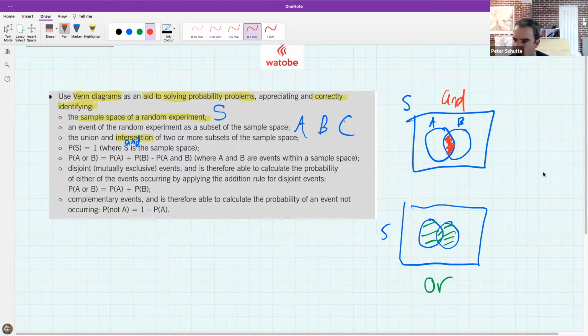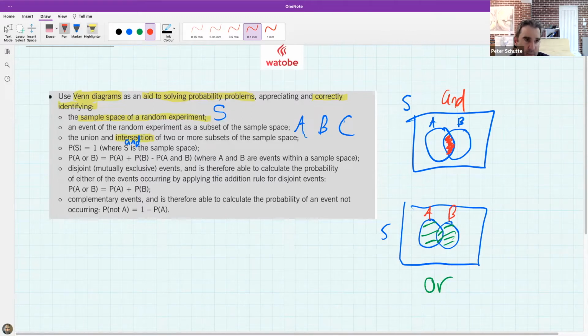So I just want to ask, does everybody understand the and/or idea? If not, now is a good time to ask a question. Give me a thumbs up if you understand the idea of something happening which is in two events. It's and, or the intersection, and it being in either of the two as or. So I just want a quick vote. Thumbs up if you understand this idea, thumbs down if you don't. Okay.